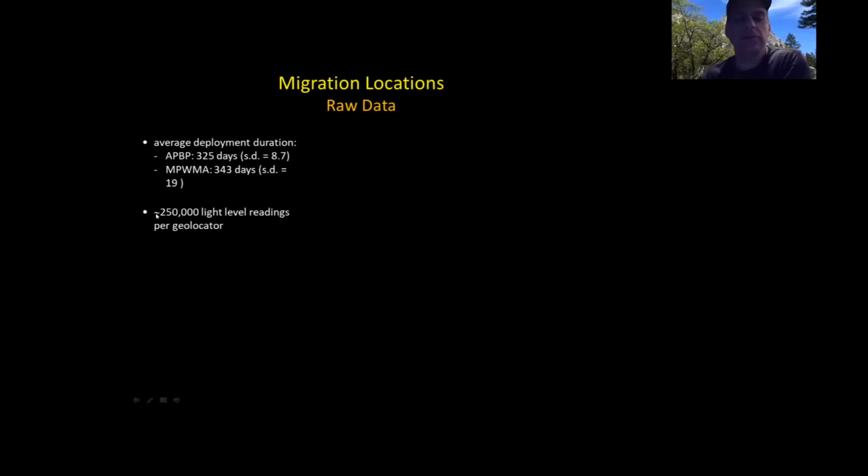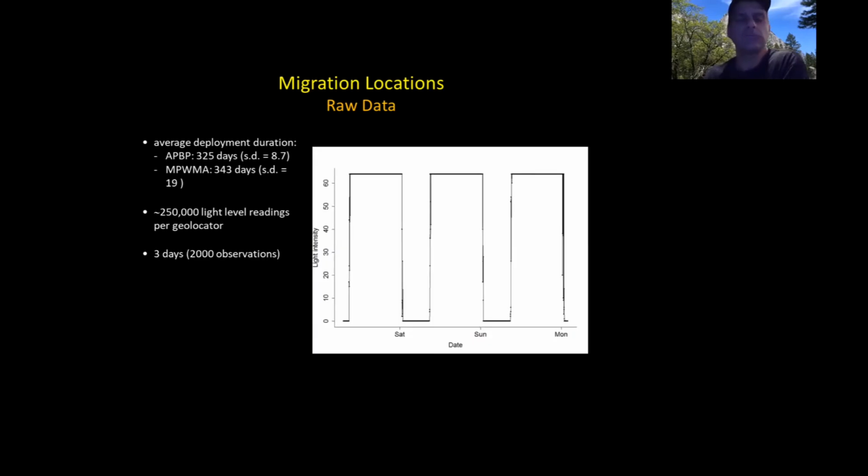And these things are recording light levels every 2 minutes. So that equals about 250,000 light level readings per geolocator. And this is what the raw data look like. So here's the data from just 2,000 light level readings. This is about 3 days' worth of data.